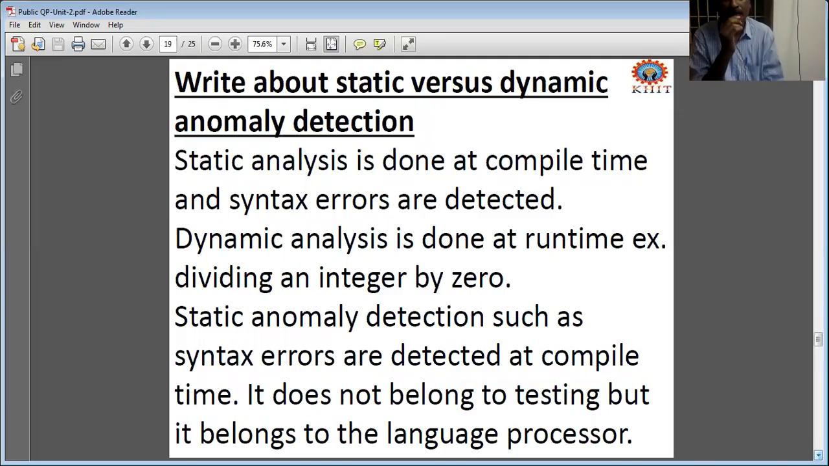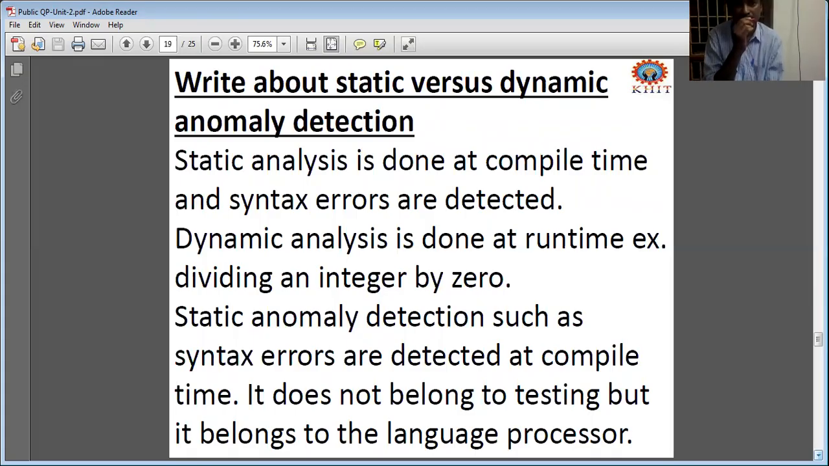Next question. Write about static versus dynamic anomaly detection. Static analysis is done at compile time and syntax errors are detected.